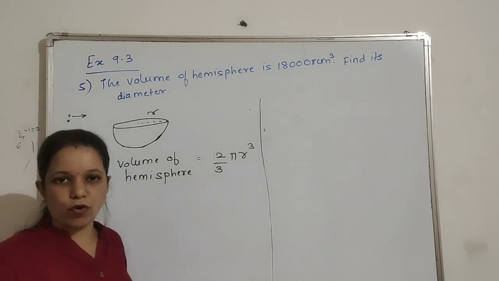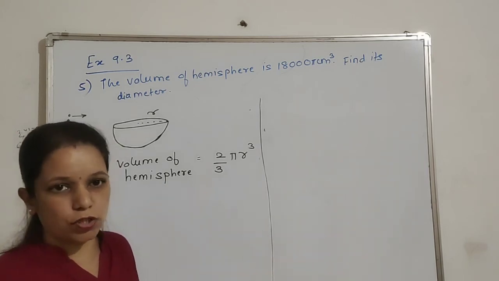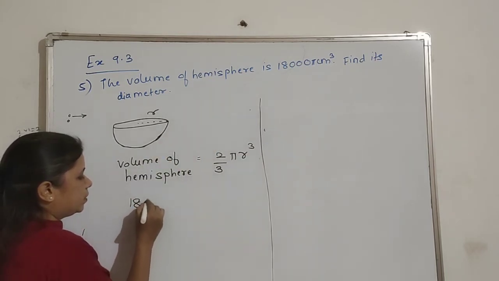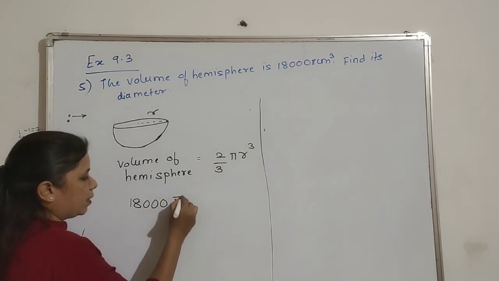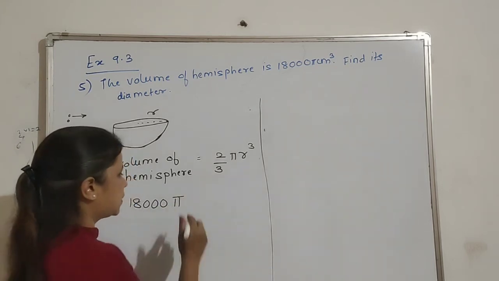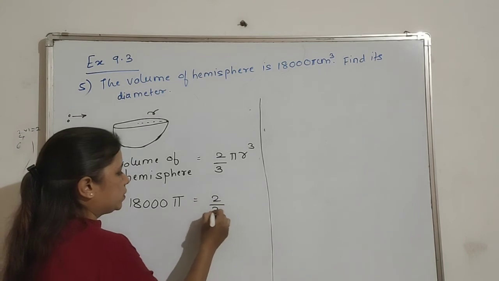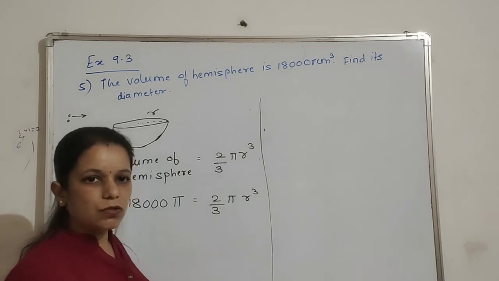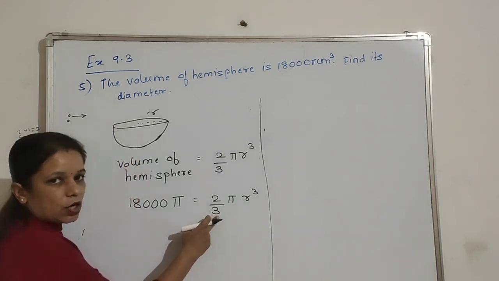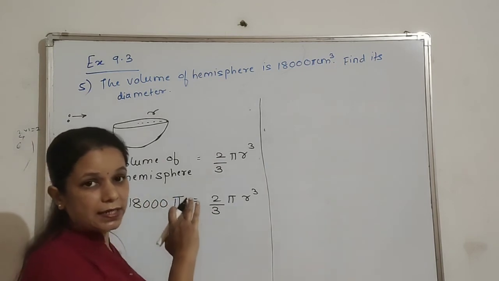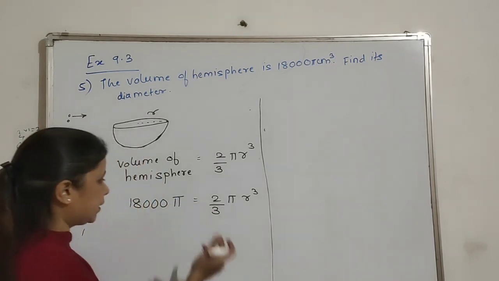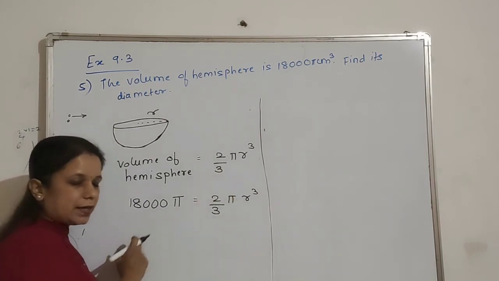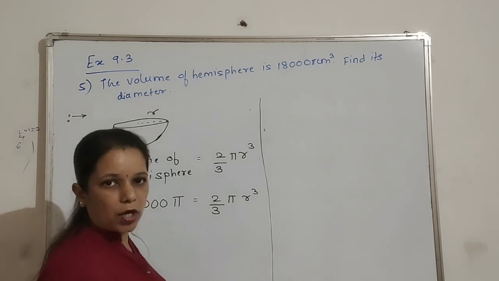This is the formula for volume of hemisphere. We have seen it earlier also. So volume of hemisphere is given as 18000 pi. This pi we will take as it is, equal to 2 upon 3 pi r cube. Okay. Now simple calculation. This 3 in the denominator, when it changes its side, it will go in the numerator. This 2 will come in the denominator. Pi will come in the denominator. Only r cube will remain on the right hand side.